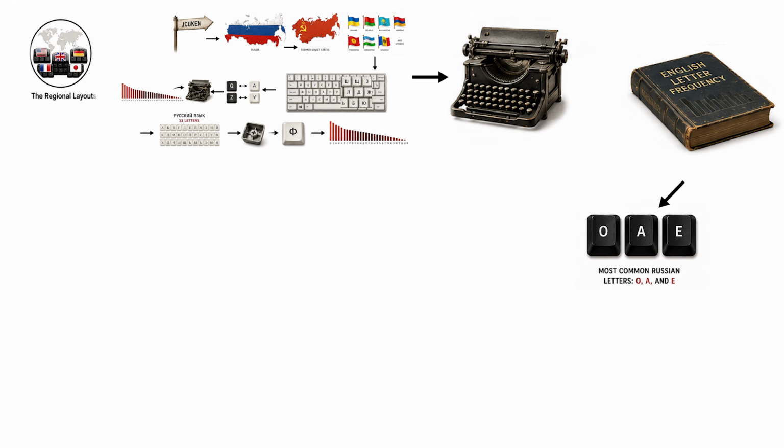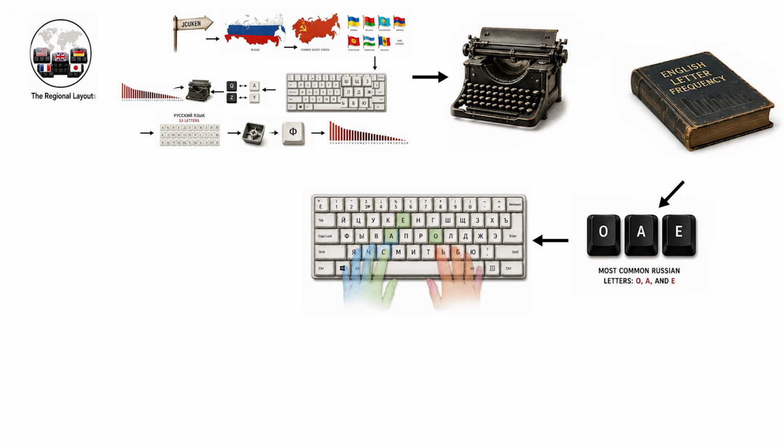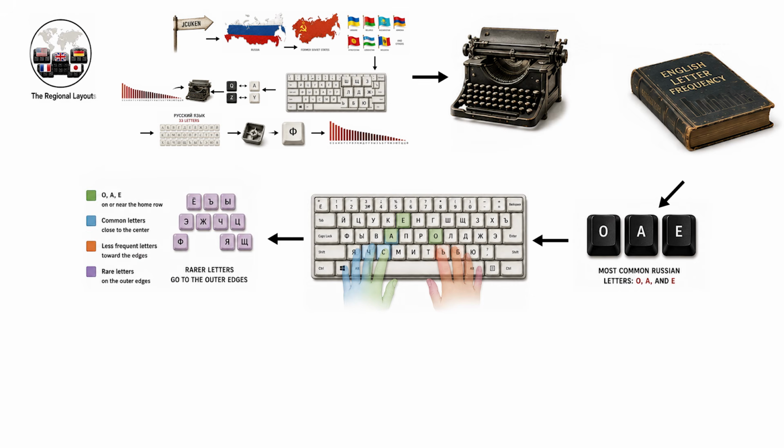The most common Russian letters, O, A, and E among them, sit on or near the home row, under the fingers that move the least. Rarer letters go to the outer edges.